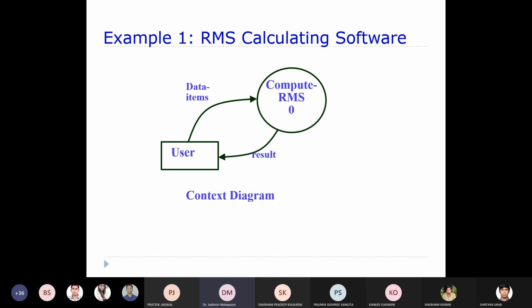So here is a root mean square calculating software. That is what we have seen. We have taken this as an example to draw our DFDs, and the same thing we are taking here. So we have the context diagram here. The user is going to input some data items, and then it computes the root mean square of the input items, and it gives that root mean square value as a result to the user.